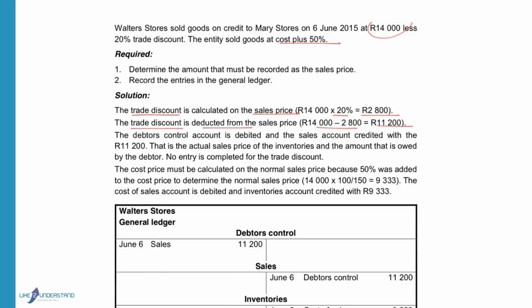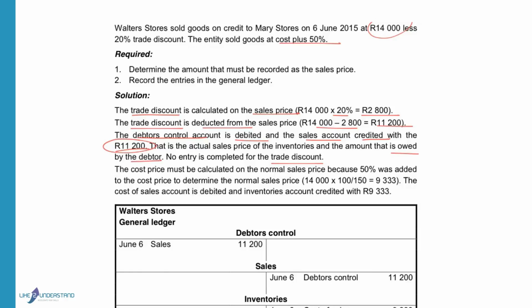So the total sales price, the income for the business is 11,200 and the amount that the debtors owe is 11,200. So the debtors control account asset will be debited to increase on the debit side, and the sales account income will be credited with the actual sales price that will be 11,200 after the trade discount was allowed. That is the actual sales price of the inventory that will increase your income, and that is the amount that's owed by the debtor. You don't complete any entry for trade discount.